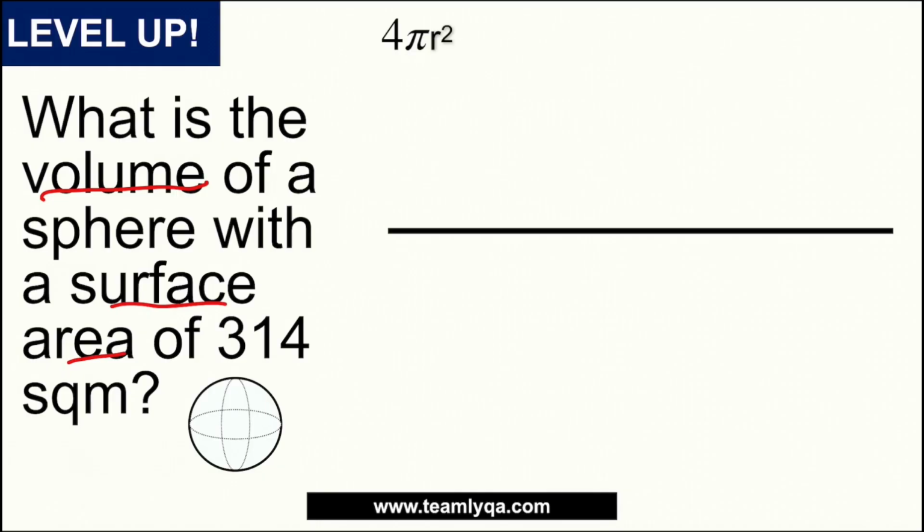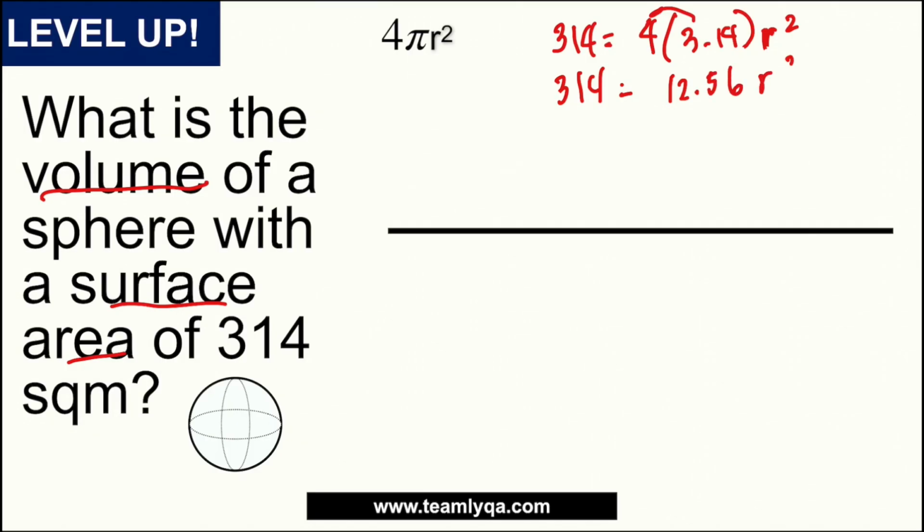Okay, so what is the volume of a sphere with a surface area of 314 square meters? So kung ang 314 daw is equal to 4 times pi, which is 3.14. Tapos you have r squared. Isa-solve ko lang yan. Solve ko lang to for r para makuha ko siya. So ito isa-substitute ko lang, i-distribute ko lang yung 3.14 doon. So 314 is equal to 3.14 times 4. So that would be 12.56 and then r squared.